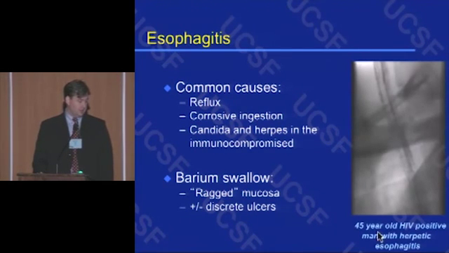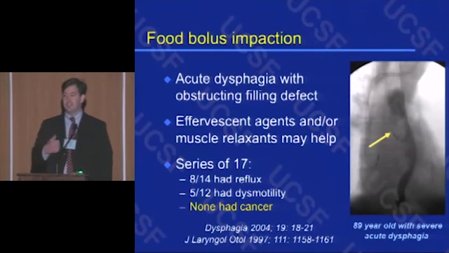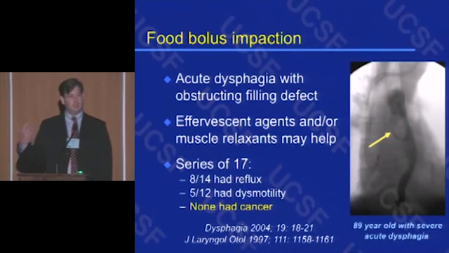Moving on to food bolus impaction. These patients present with acute symptoms of something getting stuck in their chest. It's usually after a large meal. They're not chewing their food completely.